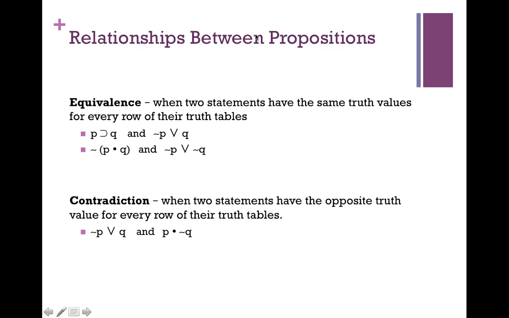All right. Lastly, contradiction. Now, I want to be clear here. When we talk about contradiction, this is not the same as self-contradiction. An individual, singular proposition creates a self-contradiction when it's never true. A contradiction, by comparison, is a relationship that exists between two separate propositions. For instance, right here, this proposition and this proposition, as we're going to see, are contradictory. And what is a contradiction? It's when the statements have the opposite truth value. They have to have opposite truth value for every row of their truth table.